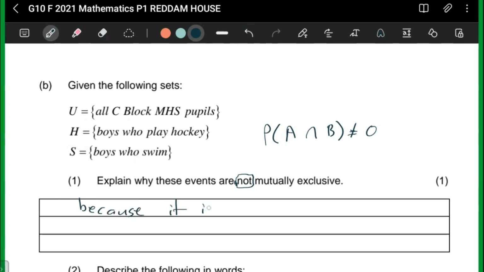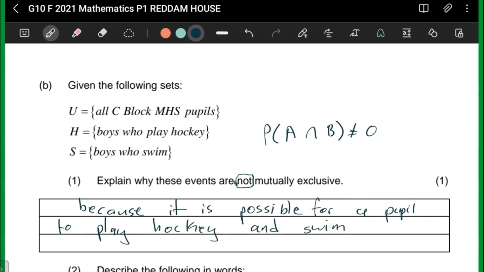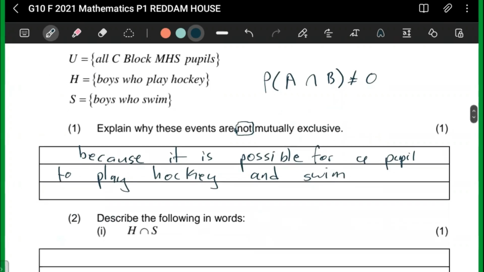So let's say here, because it is possible for a pupil to play hockey and swim. You see, so that probability would not be a zero, meaning you would not have mutually exclusive events, or you're not dealing with mutually exclusive events.